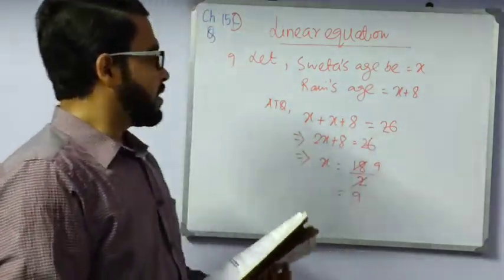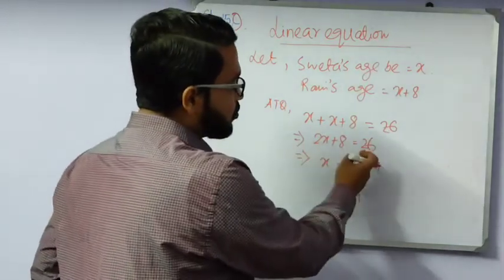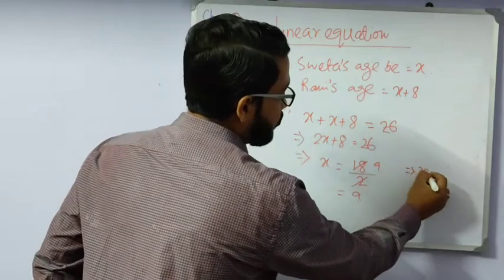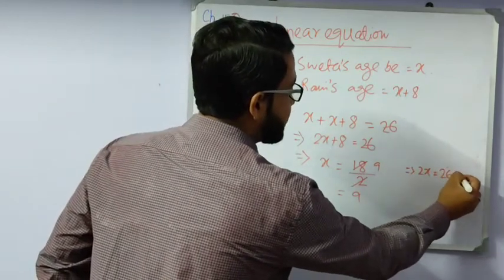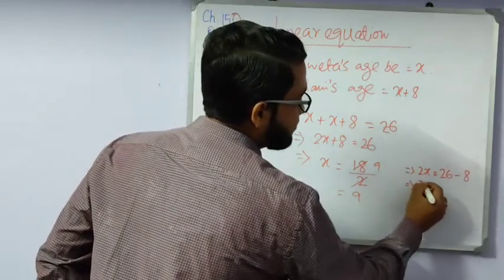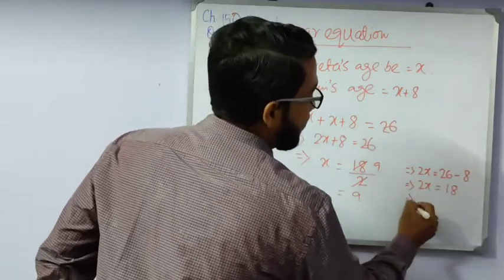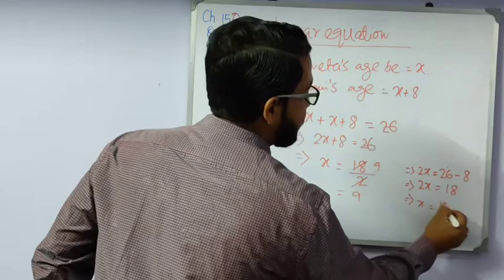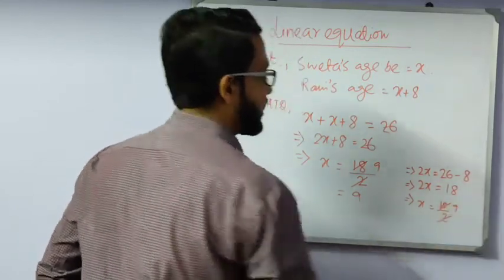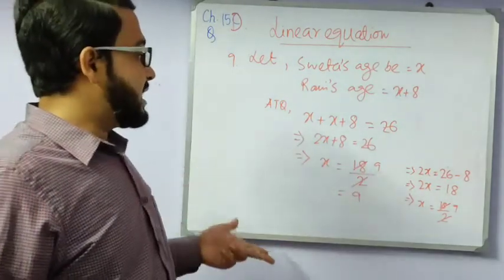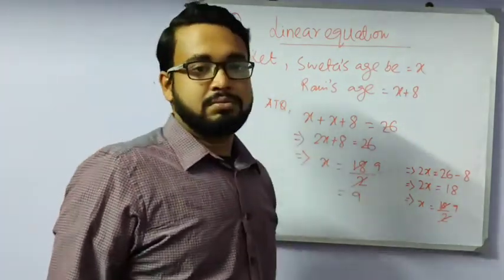2x is equal to 26. This 8 comes here. 2x is equal to 26 minus 8. That means 2x is equal to 18. Now x is equal to 18 upon 2. That means 9. So 2 lines are missing there, means you are one level up.